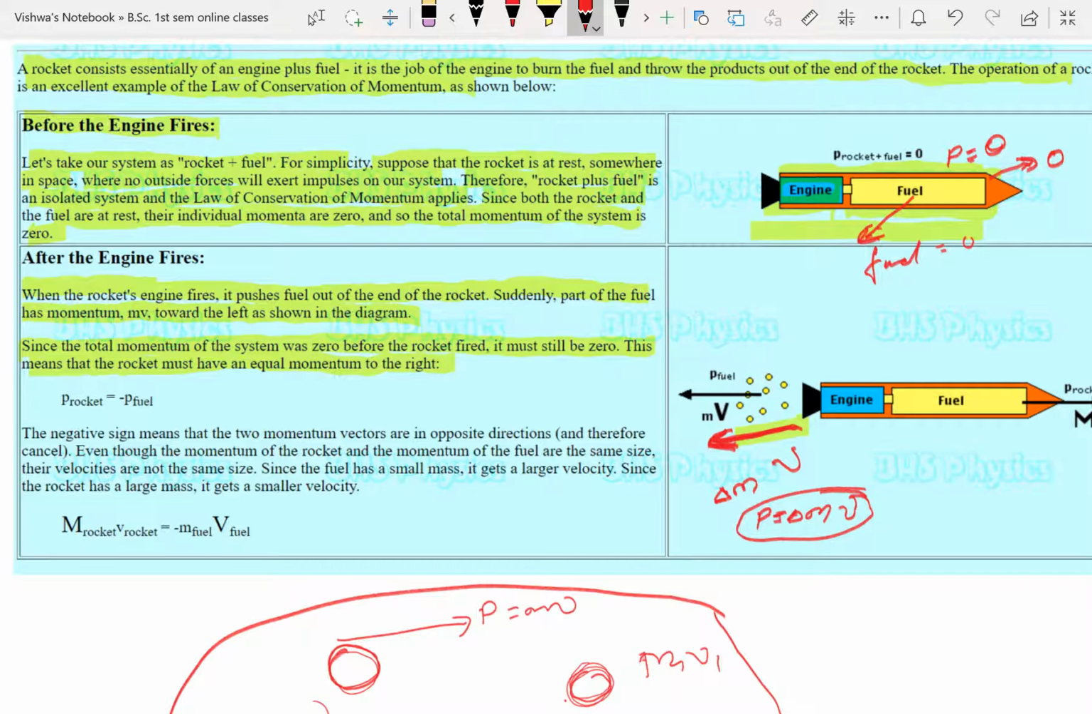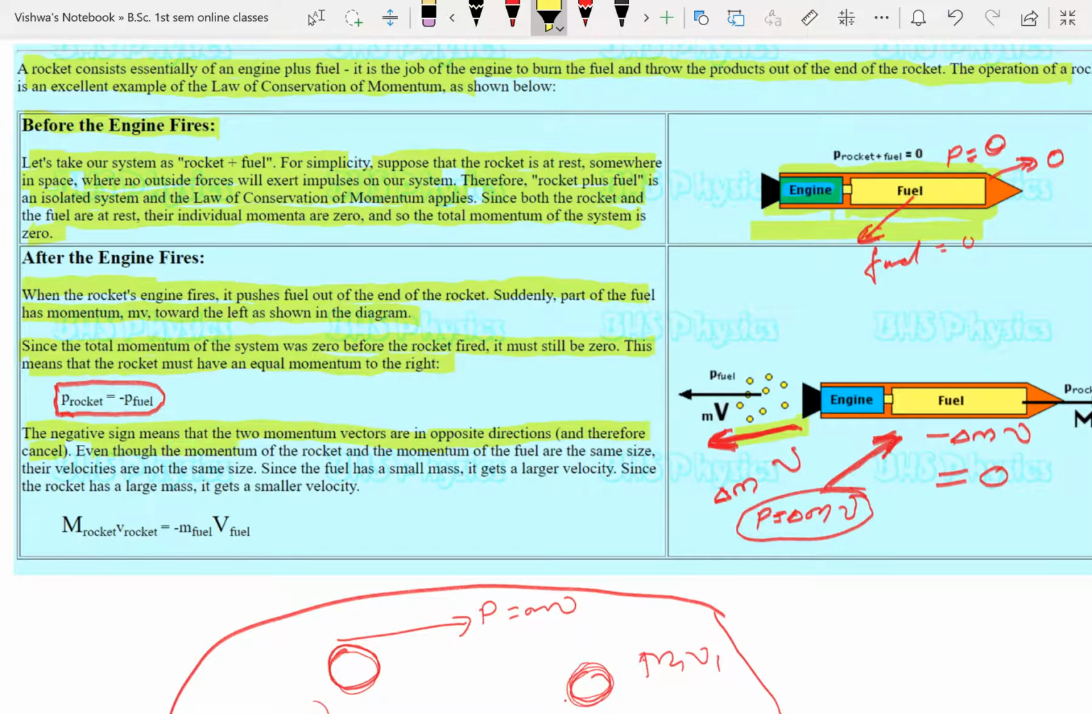If it has momentum, that means to maintain a constant momentum equal to 0, the rocket should also have the same amount of momentum. If it has the same amount of momentum, then the direction should be opposite. Then only those two get cancelled. The total momentum now becomes 0. It should have the opposite momentum. For that, the rocket momentum is equal to minus the fuel momentum. The negative sign indicates the two momentum vectors are in opposite directions, therefore they cancel.